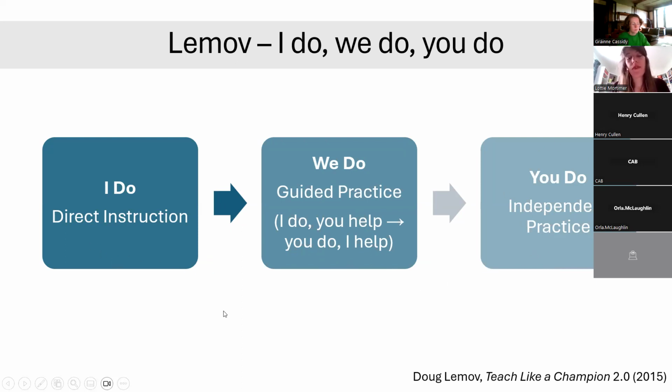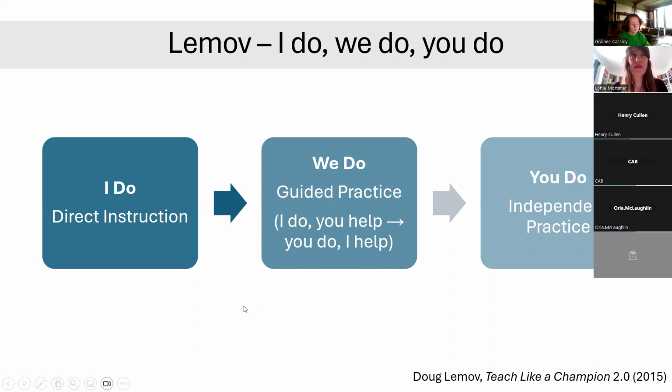And this theme for modeling should be underpinning what we're doing. I teach, we do a bit together, students have a go on their own, get some feedback in between. Do I need to reteach it? Is there anything students are finding a little bit challenging?